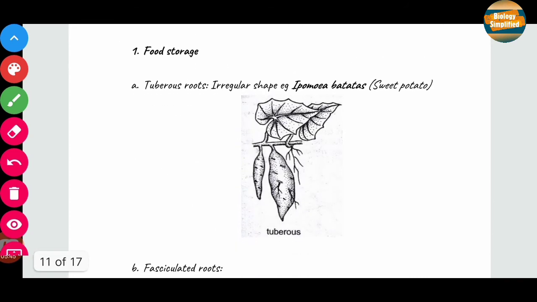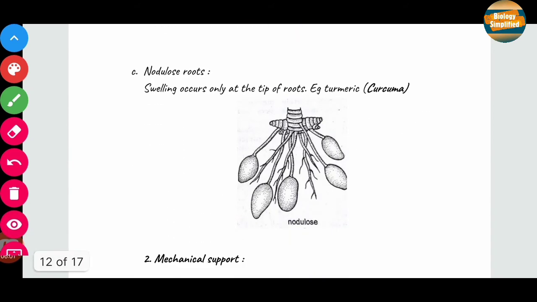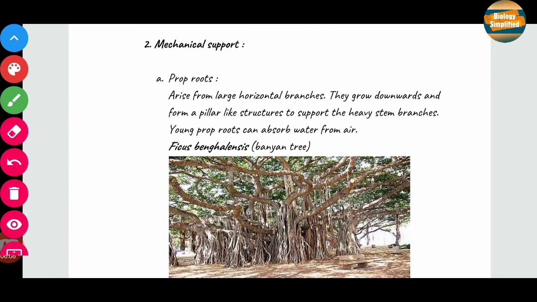So we have seen the adventitious roots which are modified for storing food. In this we have seen the tuberous root, next the fasciculated roots, and the third, the nodulose root. Next is roots which are modified for mechanical support. In this case, roots have changed themselves to provide support to the plant. So this is very important. Adventitious roots basically change themselves to support the plant.